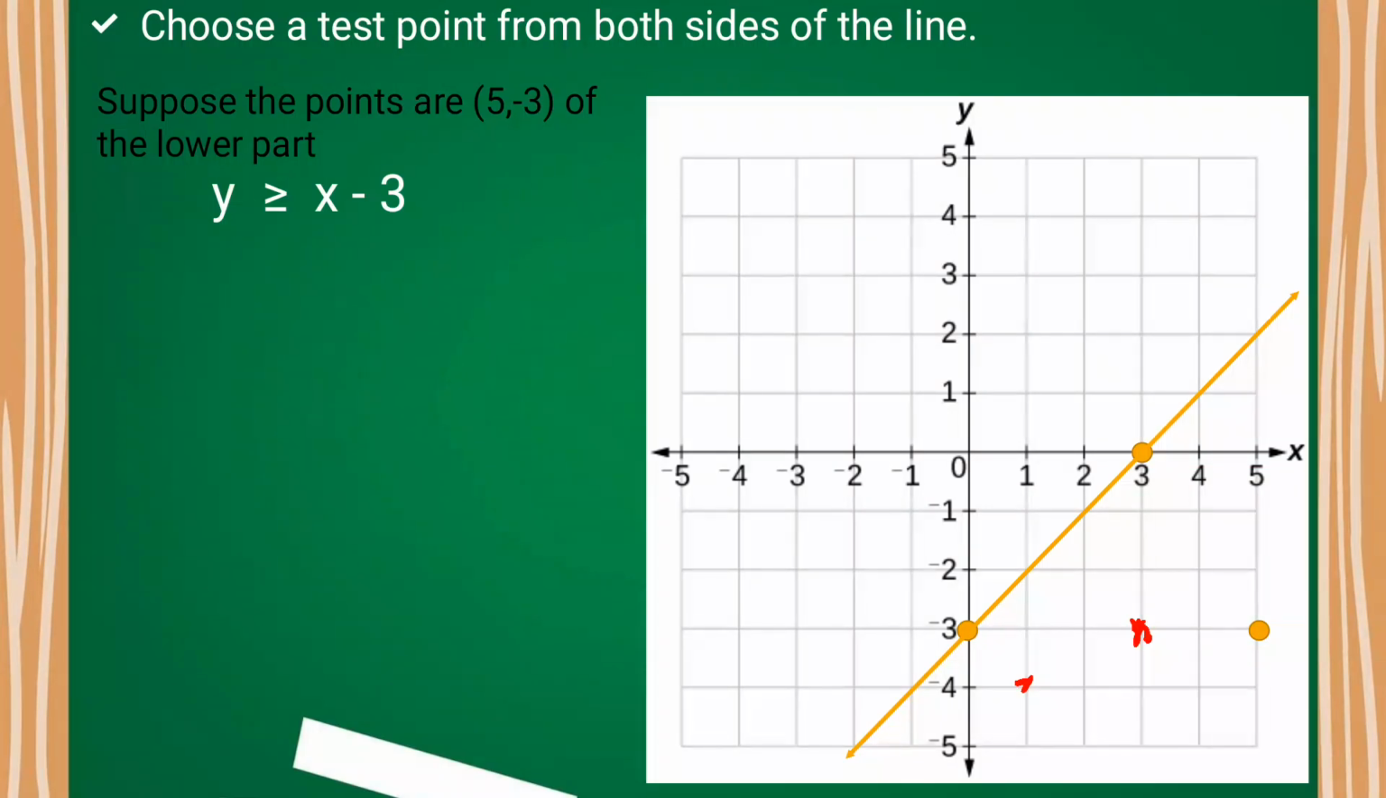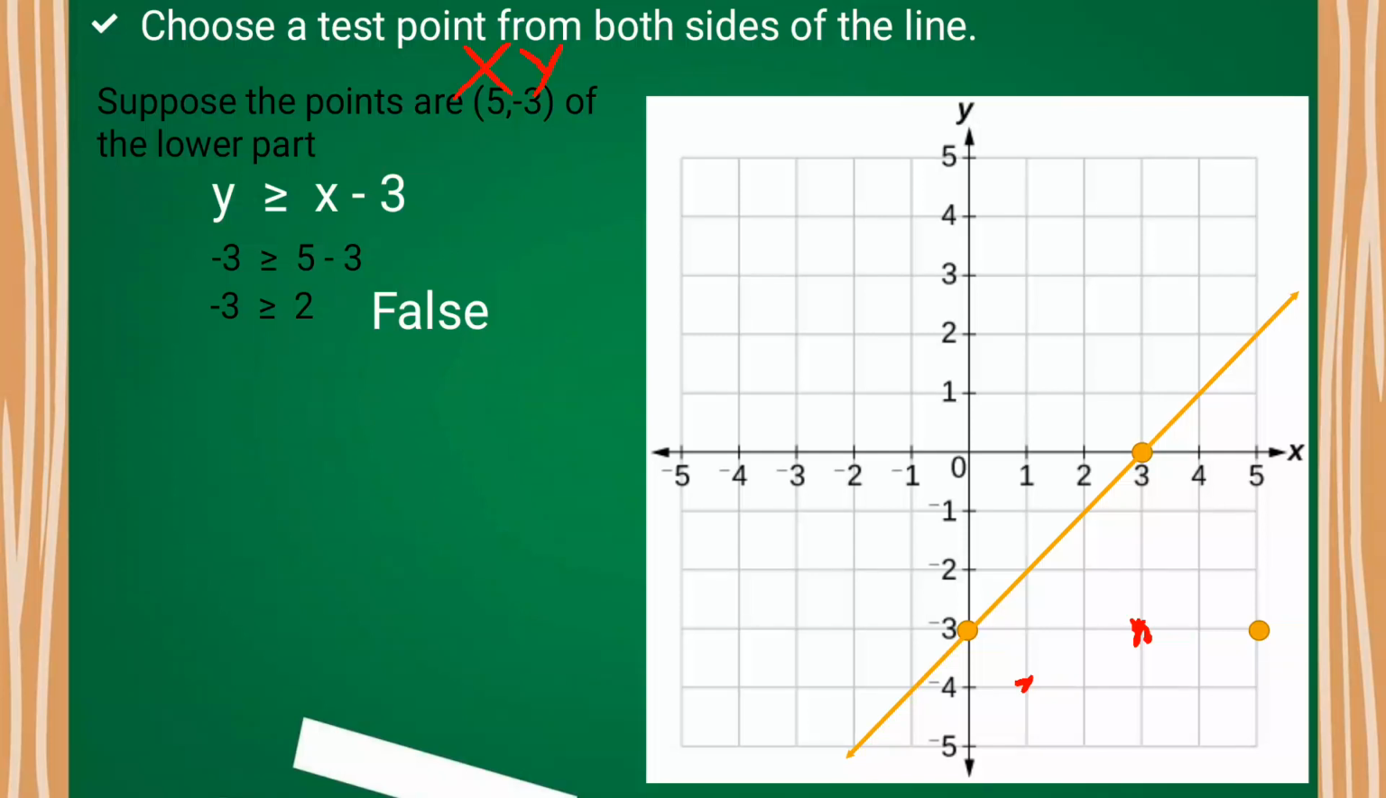So again, let us have our original given. Y is greater than or equal to x minus 3. Let us substitute them. Again, si 5 ay si x. And then, ito naman si y, si negative 3. Substitute natin. Negative 3 is greater than or equal to 5 minus 3. So, let us combine them. So, we have negative 3 is greater than or equal to 2. Kasi 5 minus 3 is 2. Tingnan natin, tama ba? Si negative 3 ba ay mas malaki o equal siya sa 2? So, this one is a false statement. Ano po? So, dahil false siya, hindi daw natin i-shade yung lower part.